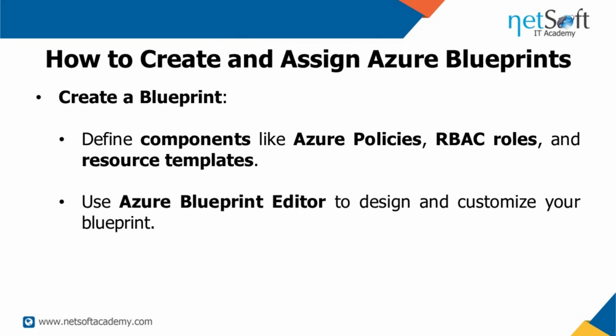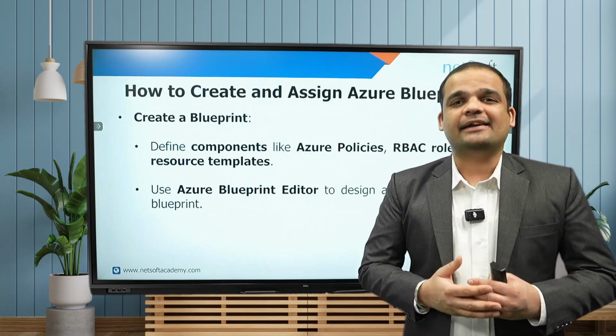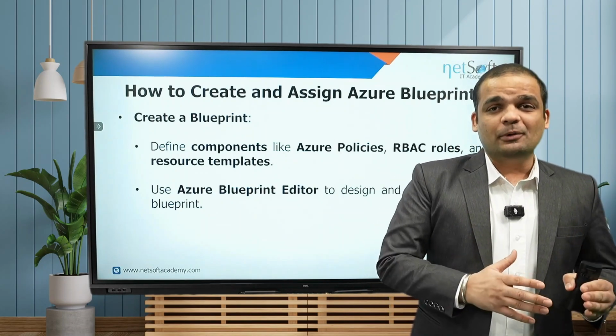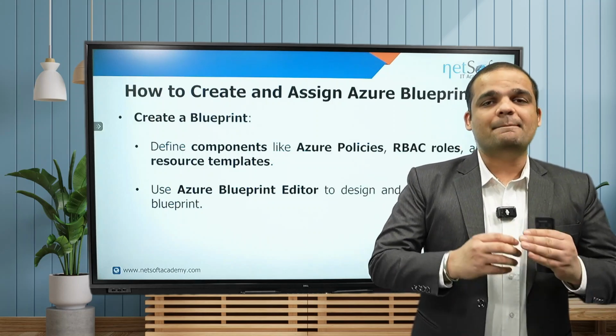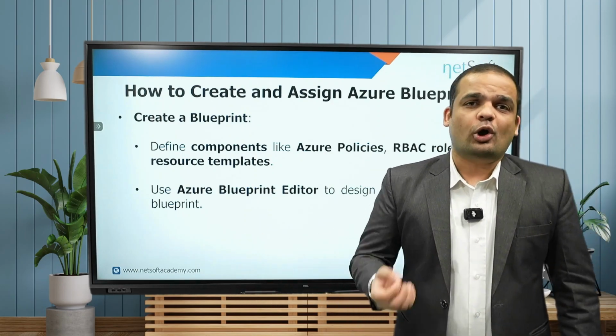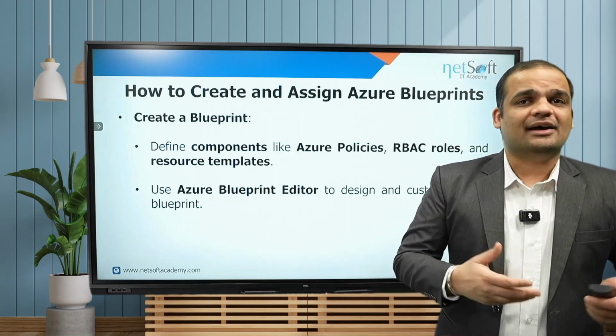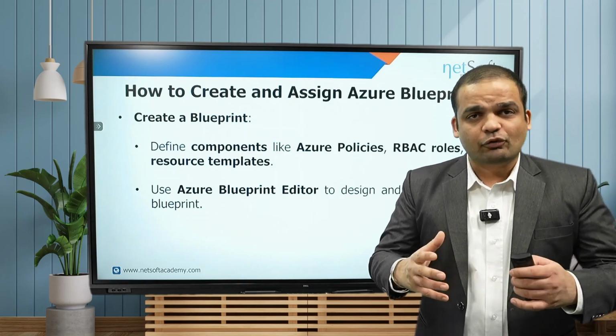Now, how to create and assign Azure blueprints? Well, creating a blueprint is pretty straightforward. First, you define the components you need. That is, do you need Azure policies, RBAC roles, or resource templates? You can do this through the Azure Blueprint editor, which lets you customize and design your blueprint. Once your blueprint is ready, you assign it to a management group, a subscription, or a resource group. You'll also need to set parameters like the region of your resource, the size of your resource, the networking settings, and much more.